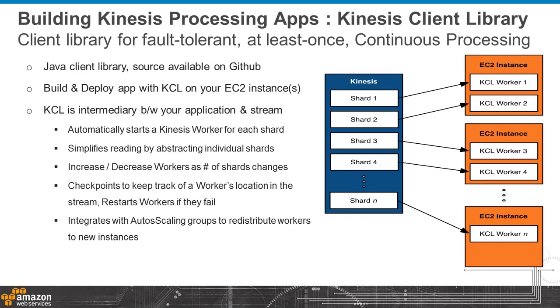We will now talk about option number 2, which is how do we build continuous processing applications with Kinesis using the client library. Now, the Kinesis client library enables fault-tolerant, at least once, continuous processing of applications. It's a Java client library whose source is available on GitHub openly.